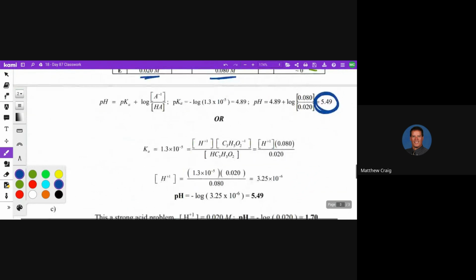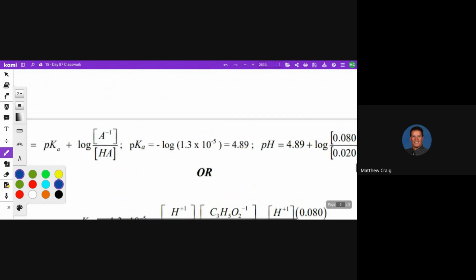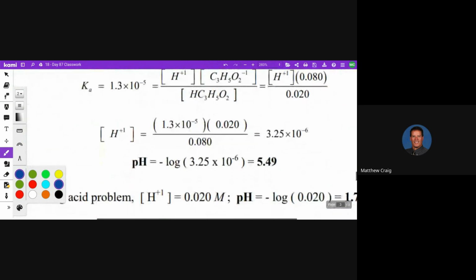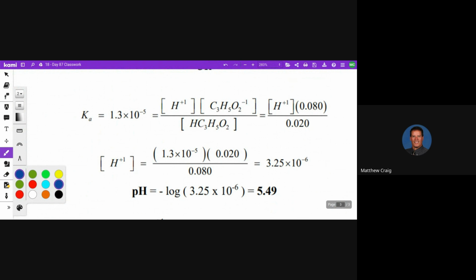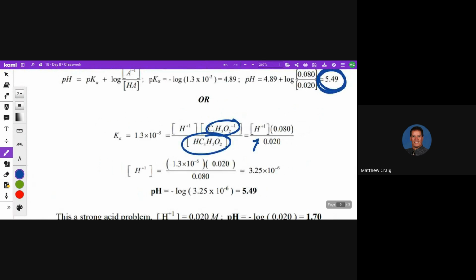Now, if you wanted to show the quote unquote old fashioned way of doing it, I would highly recommend it. And even though we're looking at a weak base here, you're more than welcome to use the Ka because again, at the end, you're going to have the propionate and you're going to have the propanoic acid. And so we're just solving for the hydrogen. But it's not wrong if you use the Kb and solve for the hydroxide and then find your pOH and then find the pH. So I'm good with whatever way you're showing, just as long as you're showing the work.